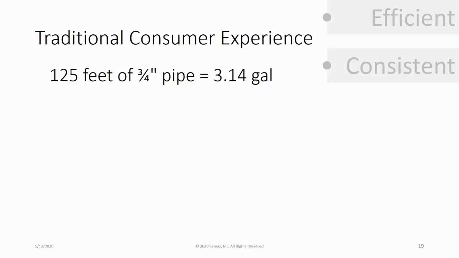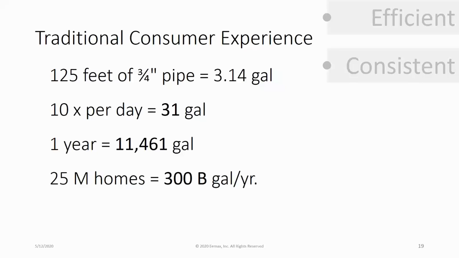Here's a great example of a scenario to consider. Your average home has 125 feet of 3/4 inch pipe, which, run through the math, contains about 3 gallons of water. You and your family purge your piping networks 10 times a day to get hot water to the fixture. That's 31 gallons of water down the drain. Over a year, across 25 million homes, that's 300 billion gallons of water sent down the drain, waiting for a comfortable temperature. Easy to think of a couple different ways to conserve water.